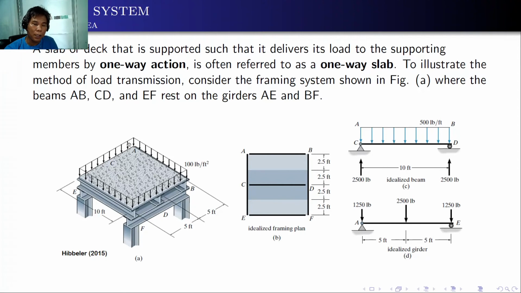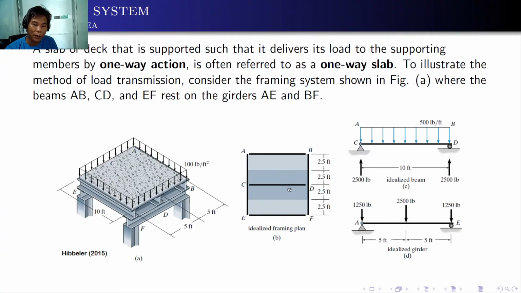To illustrate the method of load transmission, we can consider the framing system below, where the beams AB, CD, and EF rest on the girders AE and BF. As you can see here in the plan, normally we use a tributary area for this particular model. The tributary area in this case is the shaded portion.